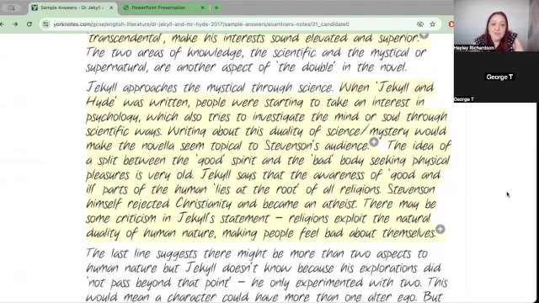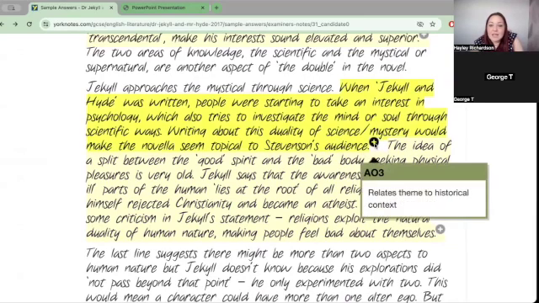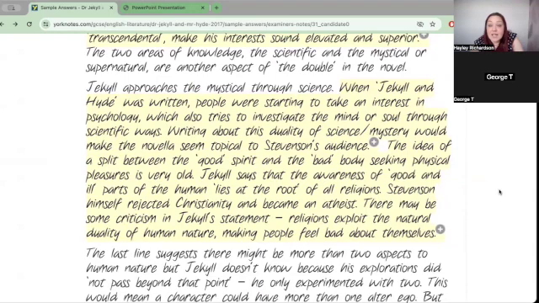When Jekyll and Hyde was written, people were starting to take an interest in psychology, which also tries to investigate the mind or soul through scientific ways. Writing about this duel of science mystery would make the novella seem topical to Stevenson's audience, relates theme to historical context. The idea of a split between the good spirit and the bad body seeking physical pleasures is very old.